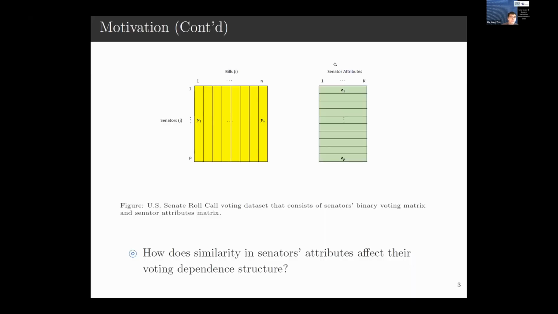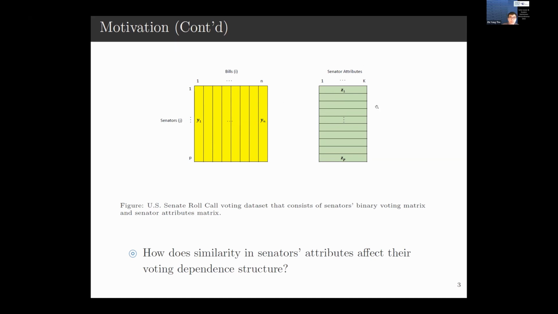The main motivation for our work here actually comes from the US Senate roll call voting data set. So in this data set, we have this binary response matrix, which has a total of n different bills indexed by i. And for each of the bills, we have a total of p senators voting on each of these bills. So there's the response matrix here, and we will use the index j to denote the senator.